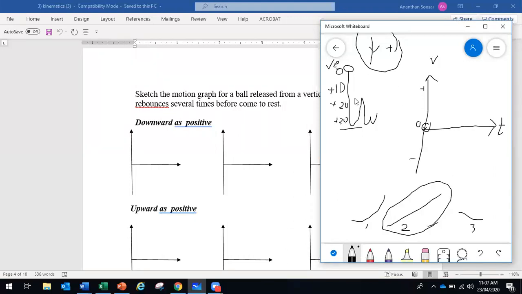So how does the graph look like? Is the graph going to go up or go down? It will move up. The straight line moves up. Okay, it's going to be a straight line moving up. That's number 1. Why does it move up? Because velocity is positive.